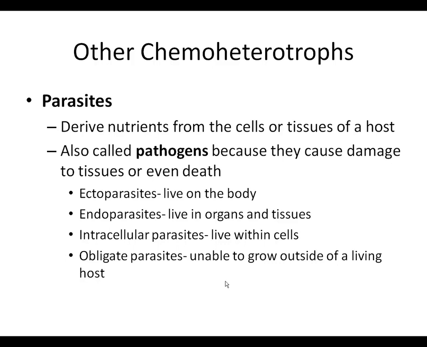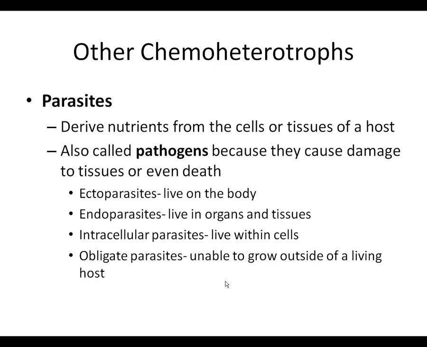You have ectoparasites that live on the body, and then endoparasites that live in organs and tissues. So endo and ecto, if you remember what those mean, ecto is obviously going to be outside the cell or outside the body. Endo is going to be inside or living on the inside structures of the body. Intracellular parasites are going to be like viruses. They live within the cell. Once they get into the cell, they're going to wreak havoc inside that cell, and that cell is going to die in the end.